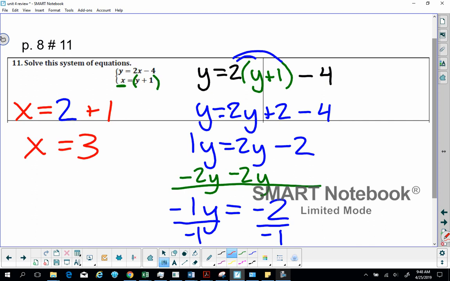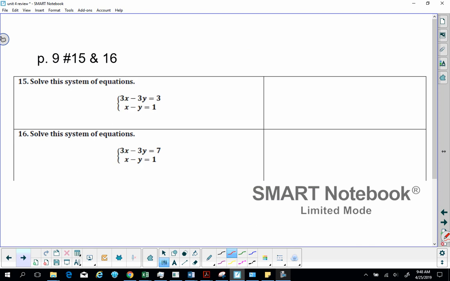Very good, very good. Anybody need more time to write any of that down? Okay, good. Moving on to the next. This one is page 9, numbers 15 and 16. That over, page 9. All right.